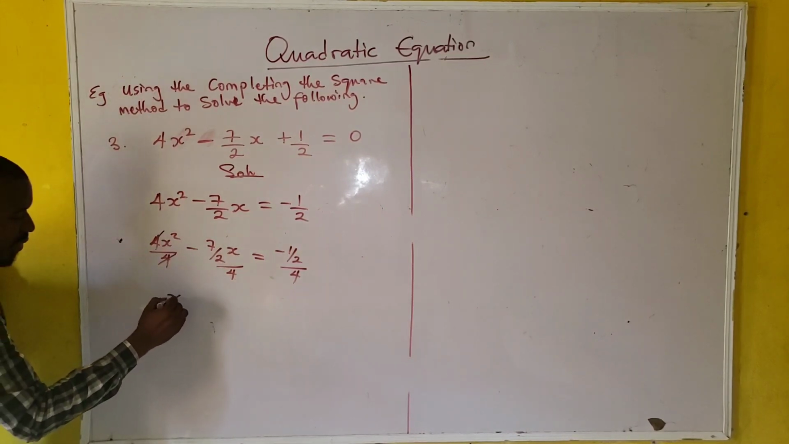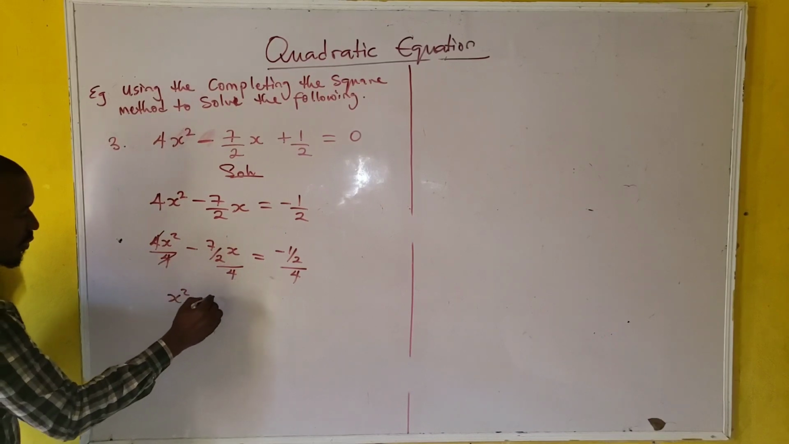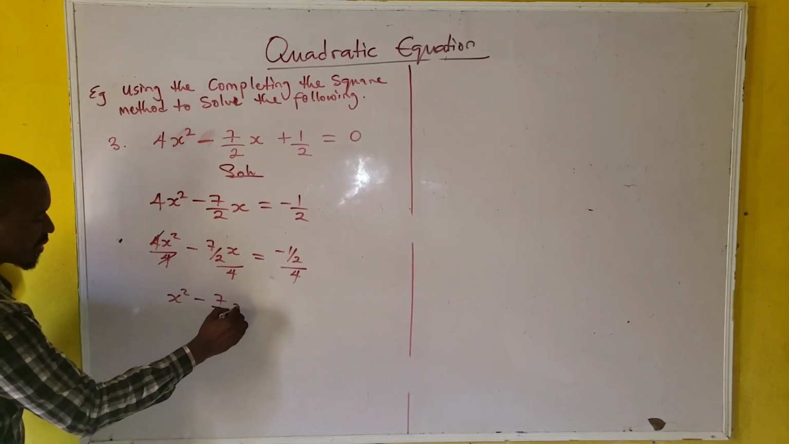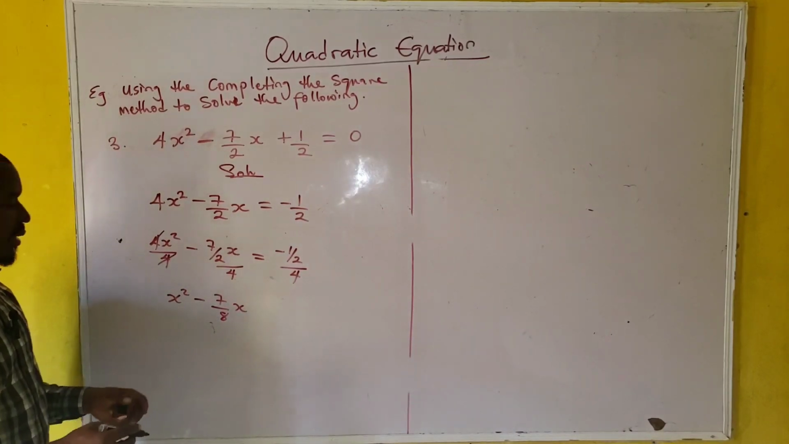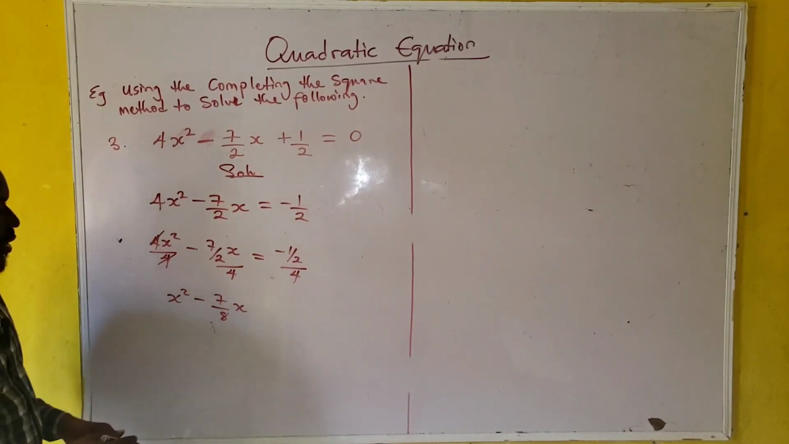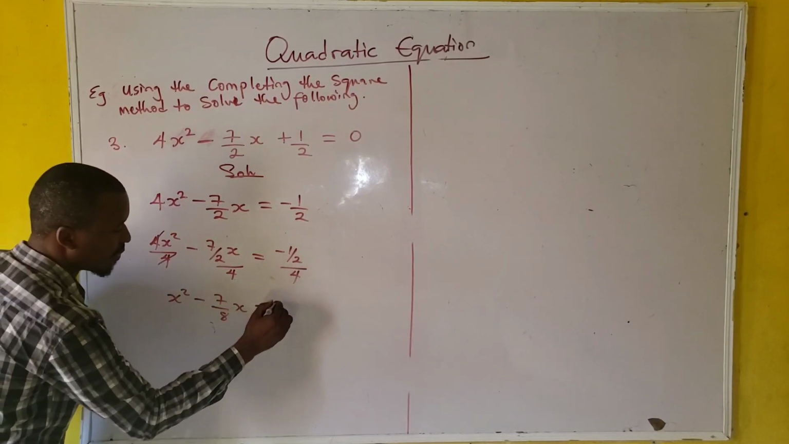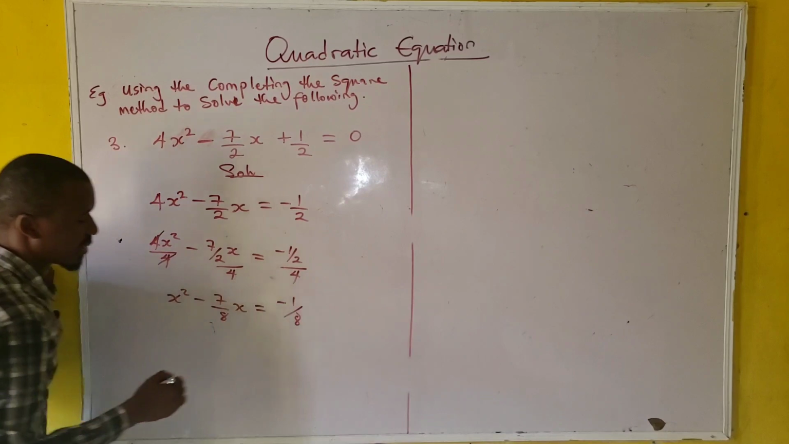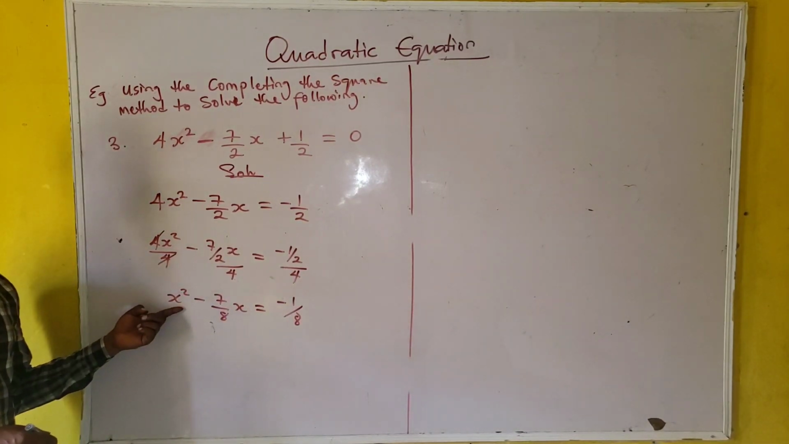This will give you s squared. This one here will give you 7 over 8x. You can make reference to our class on fractions, how to divide a fraction. So this one will give you minus 1 over 8. So you can see that we are done with our second step.